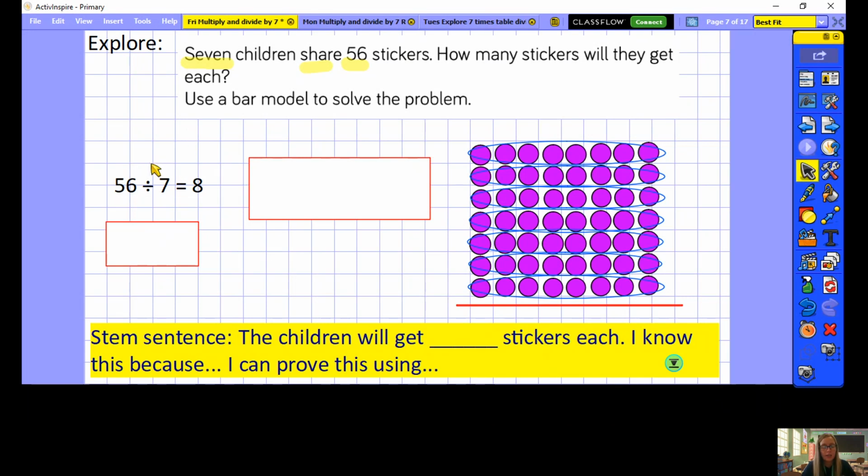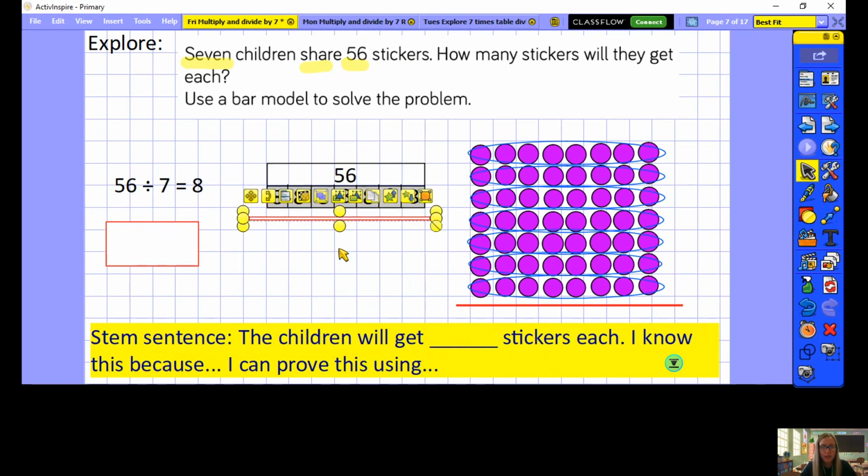Okay, and I can check that by using the inverse. So I can count 8 lots of 7 and hope that that equals 56. So 8 sevens would be 7, 14, 21, 28, 35, 42, 49, 56. So I know that 8 times 7 equals 56. So I've used the inverse to check. And then my bar model might have looked like this. So 56 shared into 7 equal groups, and there are 8 in each group there.